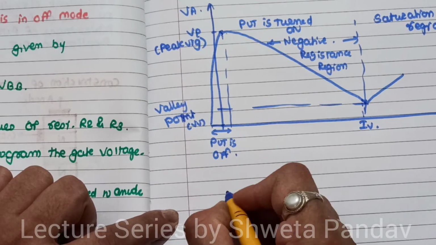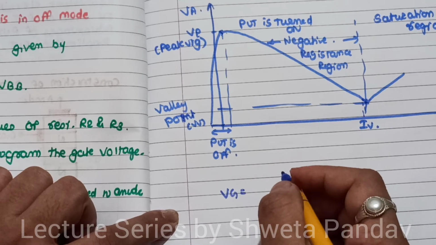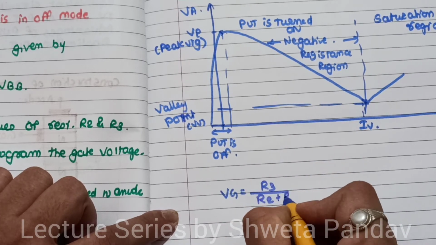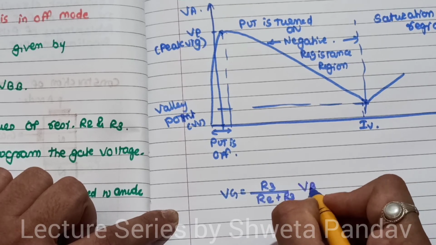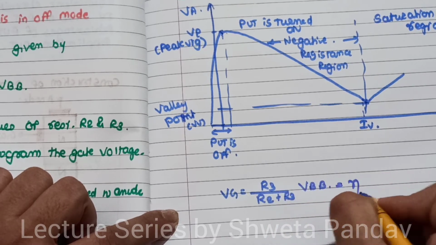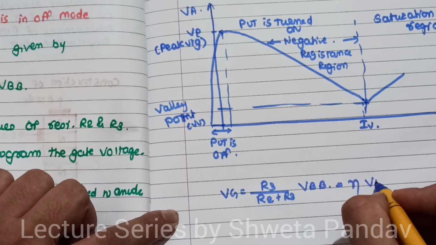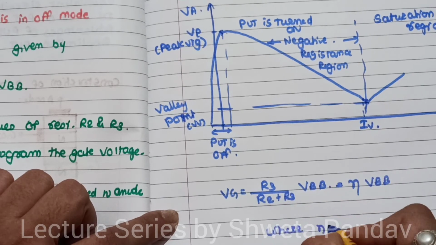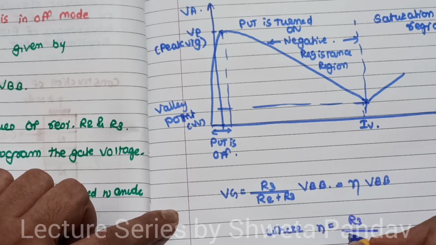Okay. So the gate voltage across the PUT is given by R3 resistance divided by the series resistance multiplied by the total voltage. This ratio is called as intrinsic standoff ratio. This eta is nothing but R3 divided by R2 plus R3.